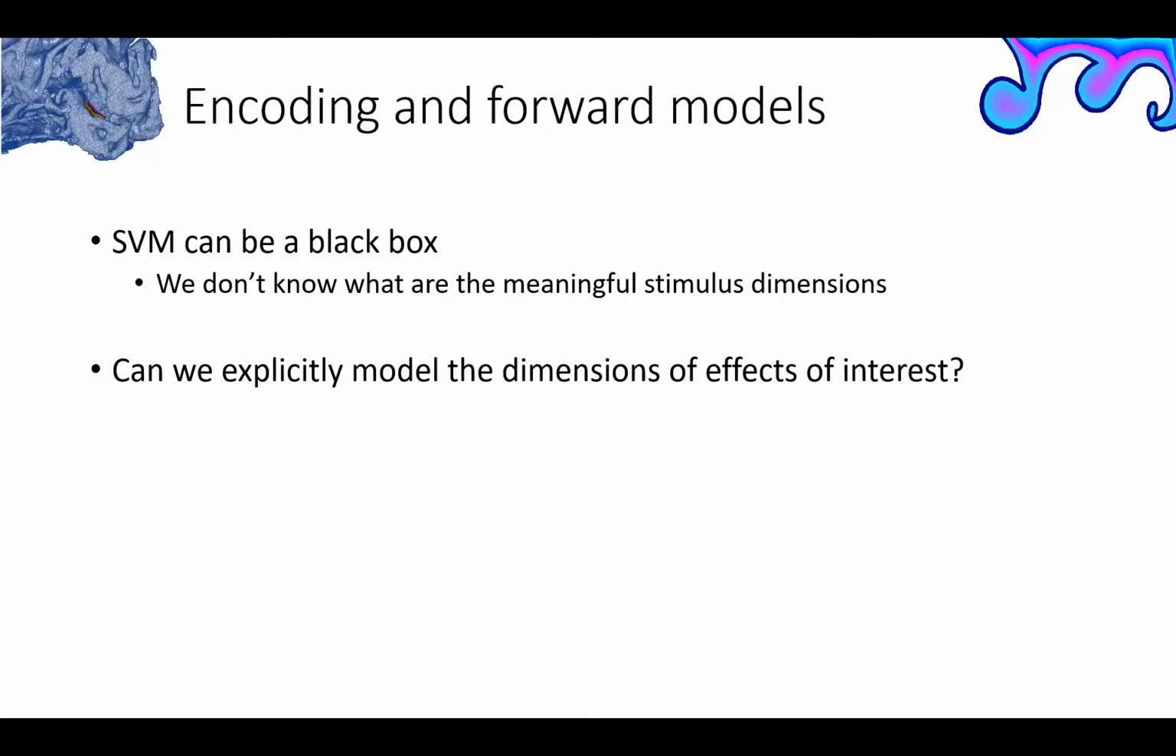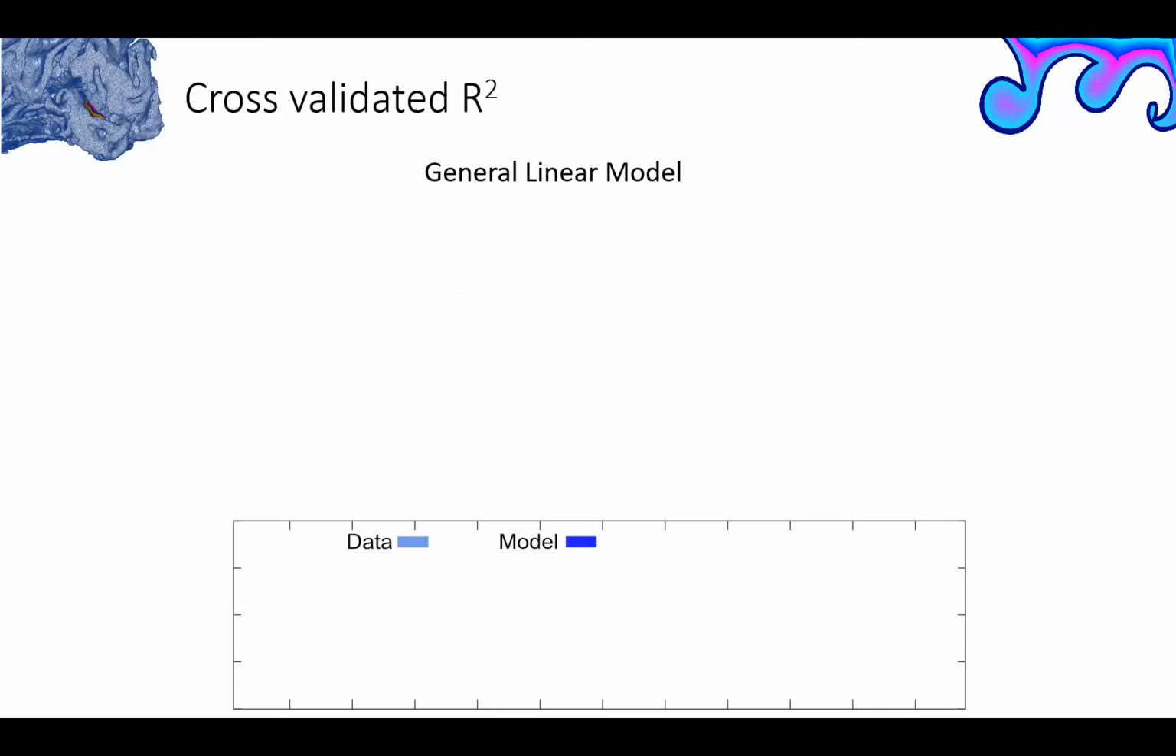So can we explicitly model the effects of interest? And obviously we can do that using encoding or forward models. One very basic way to do this is just using a GLM analysis and build on the temporal history of your stimuli and the convolutional property of the HRF to see whether one cognitive model would be better than the other.